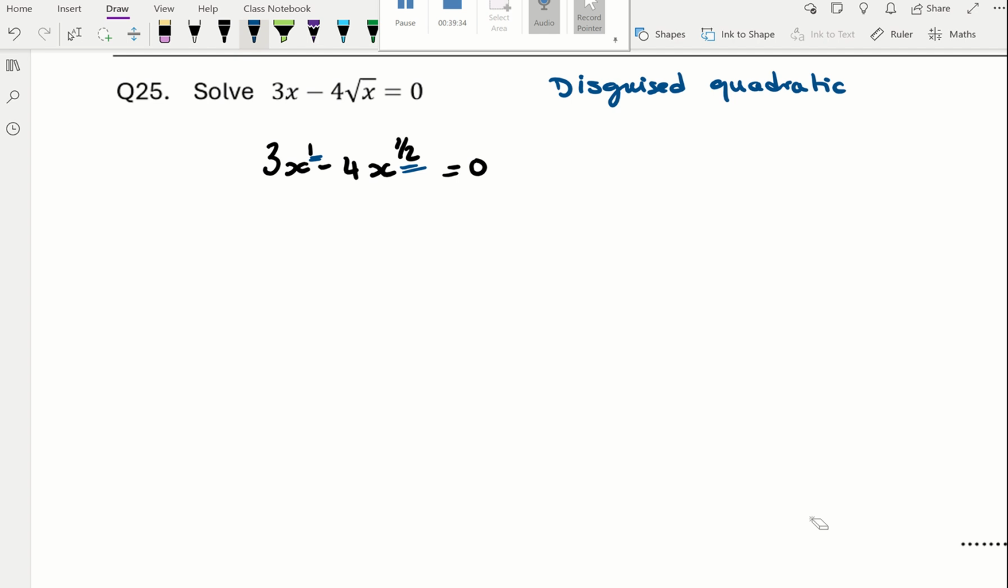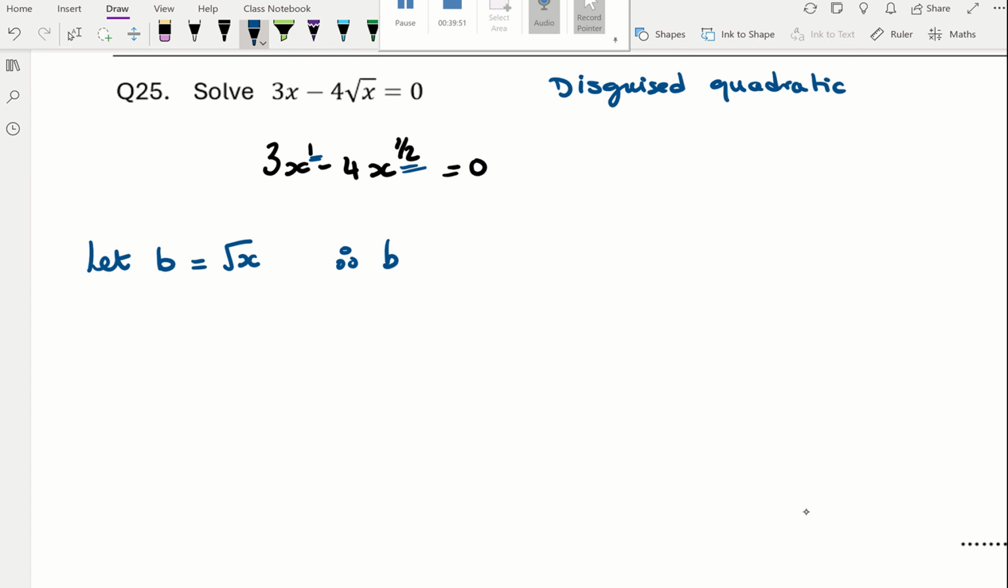So I'm going to use slightly different letters, and I'm going to say let b equals root x.